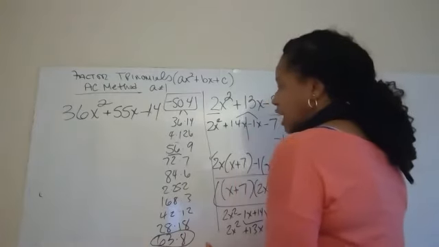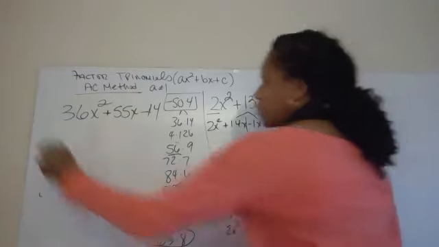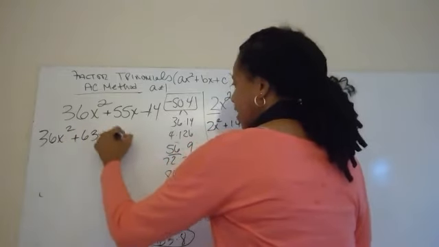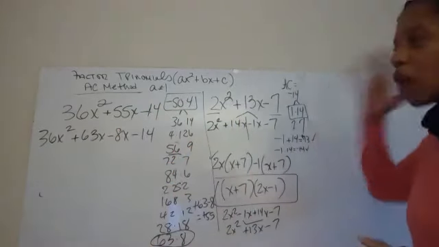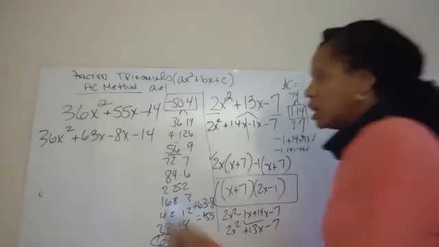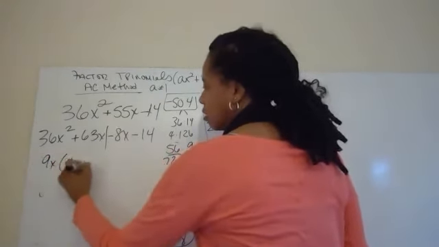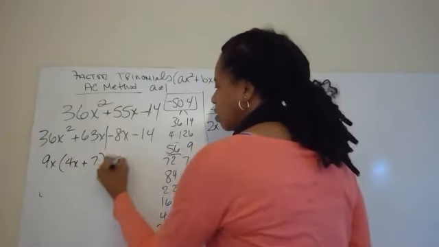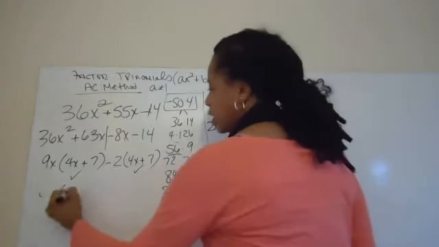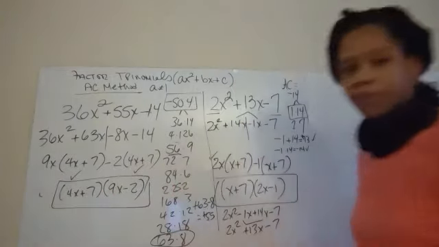So 63 and the 8. So we would need a positive 63 and a negative 8, which would create the positive 55. So we would do 36x squared plus 63x minus 8x minus 14. As you see, all of the time we spent was finding the numbers. And now I'm going to split this problem and do the GCF. So 9x(4x plus 7), minus a 2(4x plus 7). Once my parentheses match, I know I'm good. 4x plus 7 times 9x minus 2. Done.